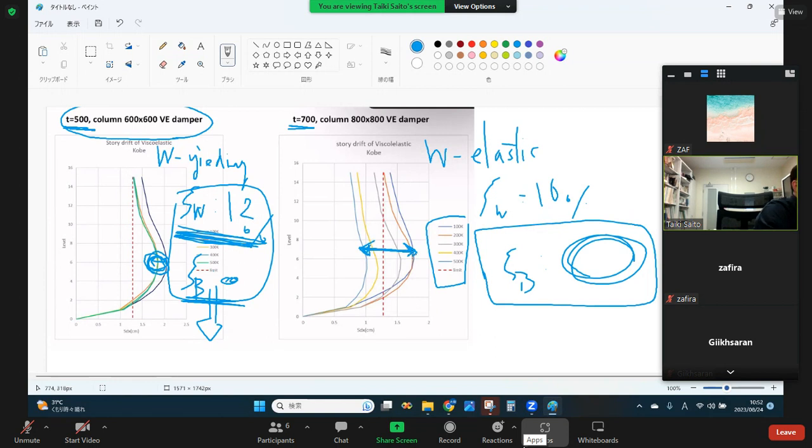So if we want to design a coupling beam, it's better to make the shear wall strong, and we expect energy dissipation by the coupling beam. Maybe in this case, it's clear. We can see the big difference by damping coefficient.